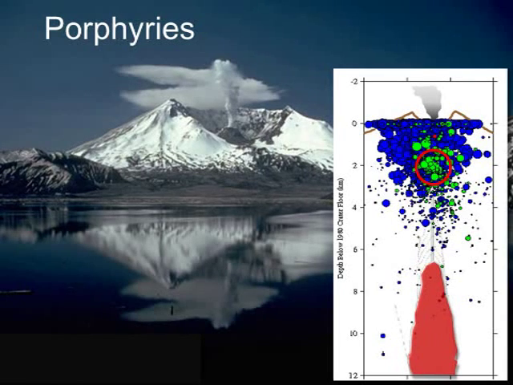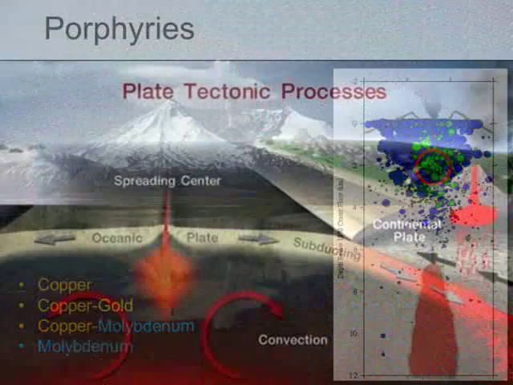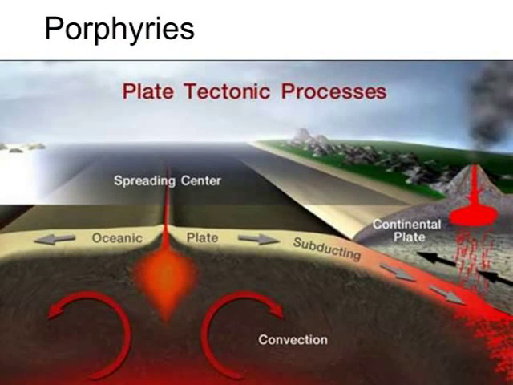When it comes to porphyry deposits, there are a number of variations on a theme, and the deposits can be copper only, they can be copper gold, copper molybdenum, or molybdenum only. But regardless of the metal mix, the process of porphyry deposit formation is the same. And let's go through that process.